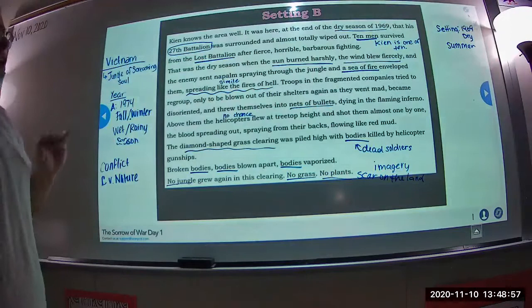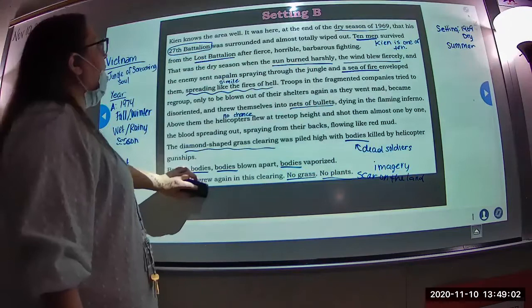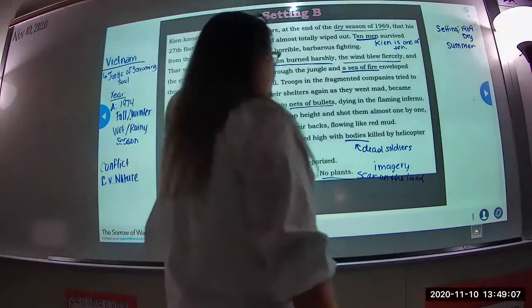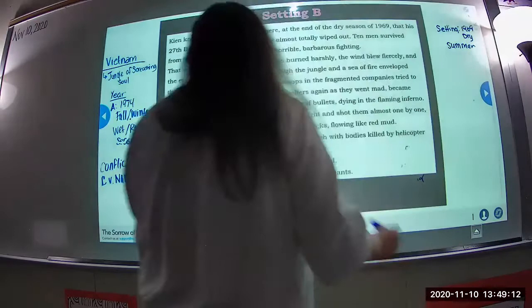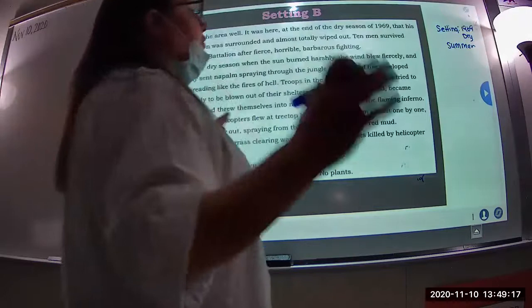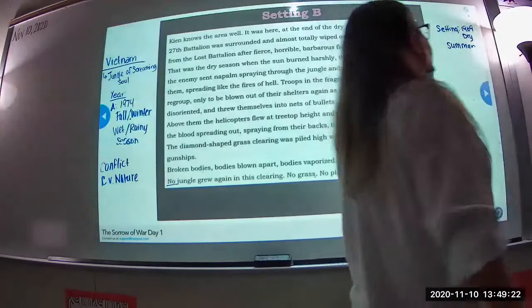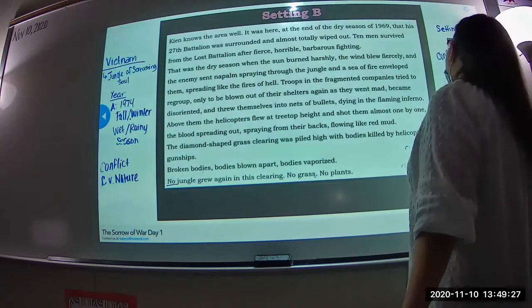Any questions? No. So now we know the two settings, right? We know that it takes place in the Jungle of Screaming Souls, which is the setting for both of them. It's the place of both times, but it's in 1974. In 1969. So if we think about conflict, which conflict is going on here? Character versus character. Because they kill each other. Yes. Okay? Definitely.